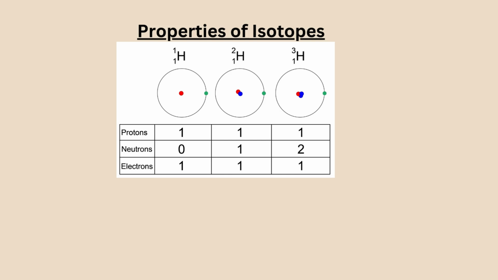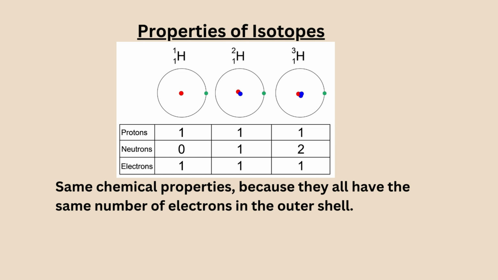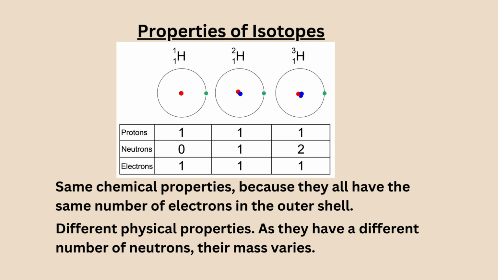Isotopes of the same element will have the same chemical properties because they all have the same number of electrons in the outer shell. However, isotopes of the same element have different physical properties because they've got different numbers of neutrons, so therefore their mass will vary.